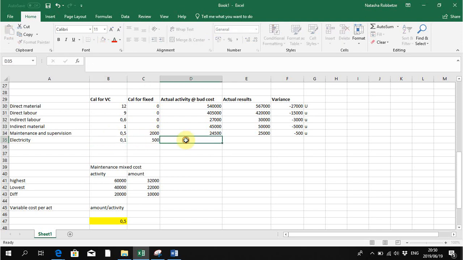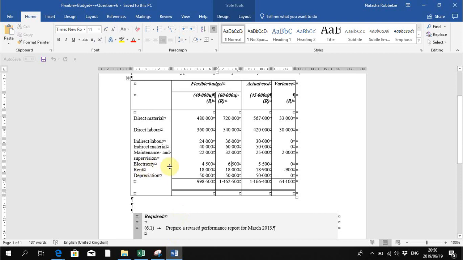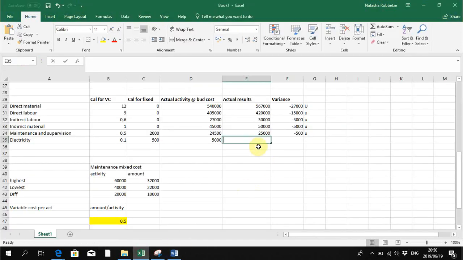So to calculate the budget, I'm going to say it is 10 cents times the activity level, or the actual activity level of 45,000 units, and to that I'm going to add the 500 Rand fixed cost. Then what did I really spend? If I go to electricity, I spent 5,500. So 5,500, again, this is going to be unfavorable because I overspent. The budget allowed me to spend 5,000 Rand. I spent 5,500 Rand, and I overspent 500 Rand.